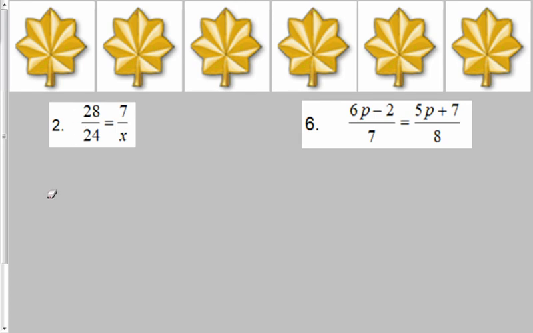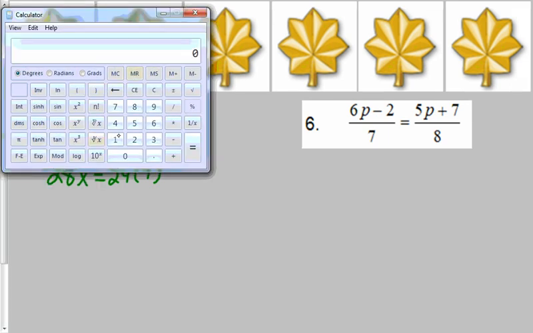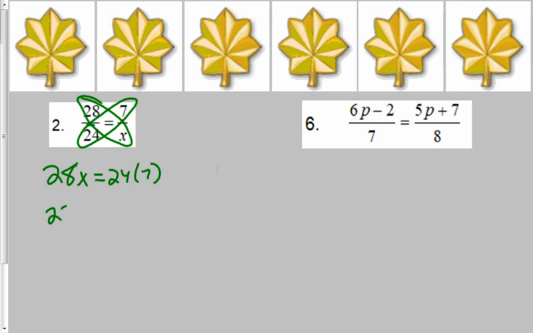So in number 2, if we use our cross products property, I get 28 times x, which is 28x. And that's going to be equal to 24 times 7, which I have no idea what that is. So I'm going to pull up my calculator again. 24 times 7, I get 168. So 28x equals 168. And there's only one step to solve it. That would be dividing by 28 on both sides.